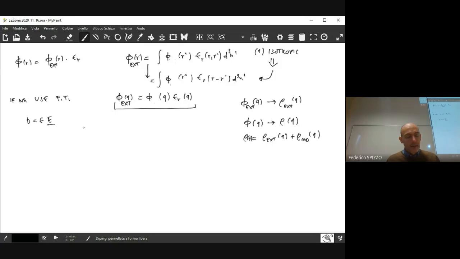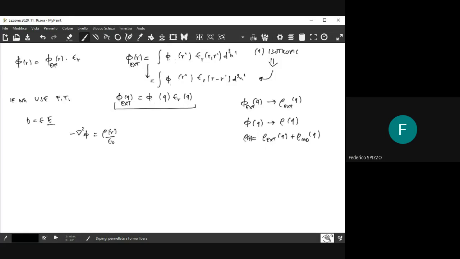We know that the electric field is related to the gradient of the potential. So the field is related to the potential, and the divergence of the field is related to the charge density. So we have an equation that relates the potential and the charge density, and that equation is the Poisson equation. That is that in the direct space, we have that minus nabla square of the potential is equal to the charge density divided by epsilon 0. So this is in the direct space.